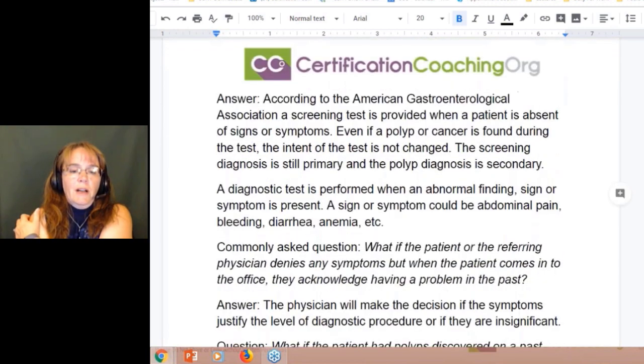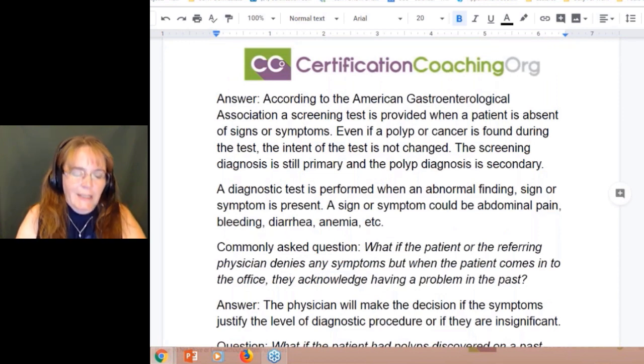According to the American Gastroenterological Association, the screening test is provided when that patient has no signs or symptoms. So, okay, you're 58, time for colonoscopy. You're not having any problems, so probably everything's okay, but we need to do it. So we're looking at the screening then. We want to make sure there's no problems. We're screening the patient to see if there's anything wrong.